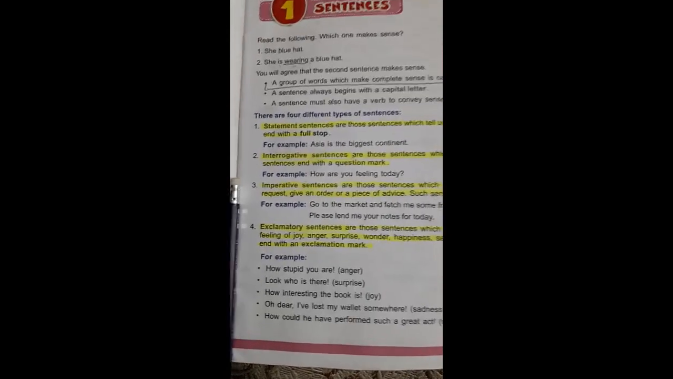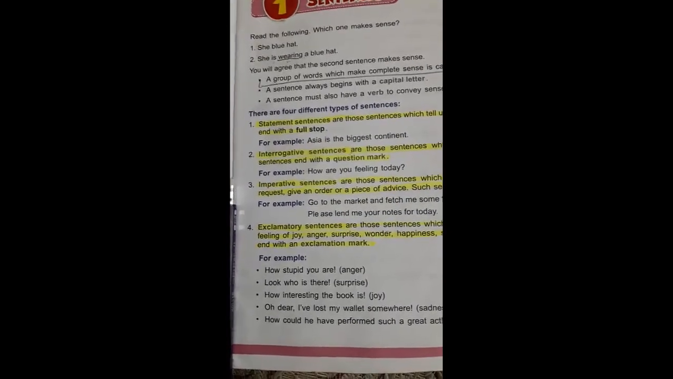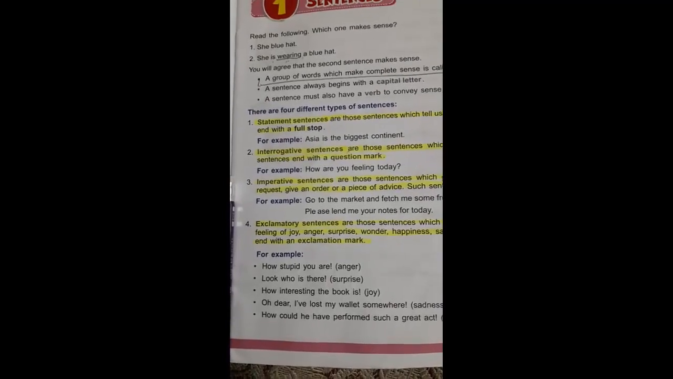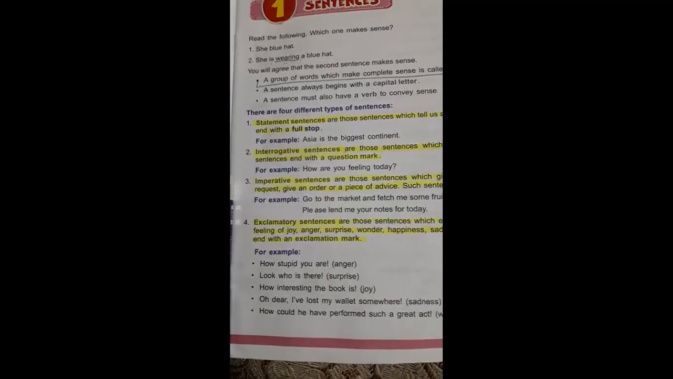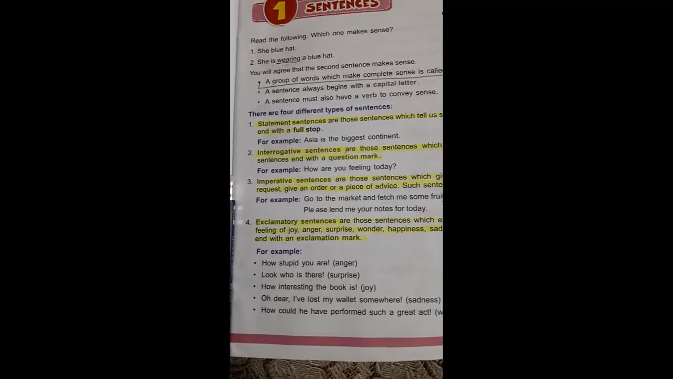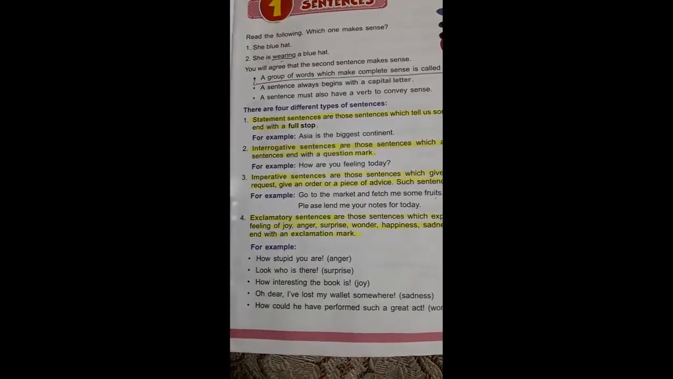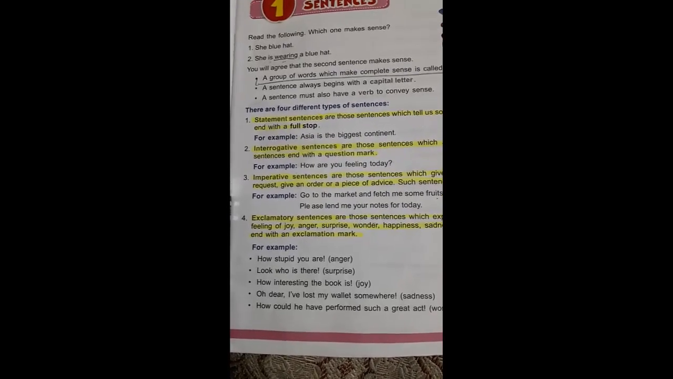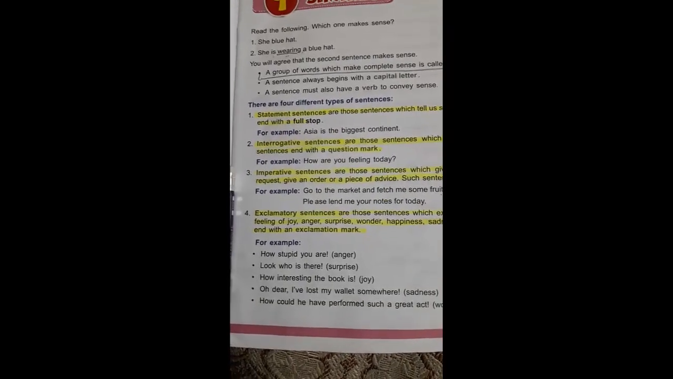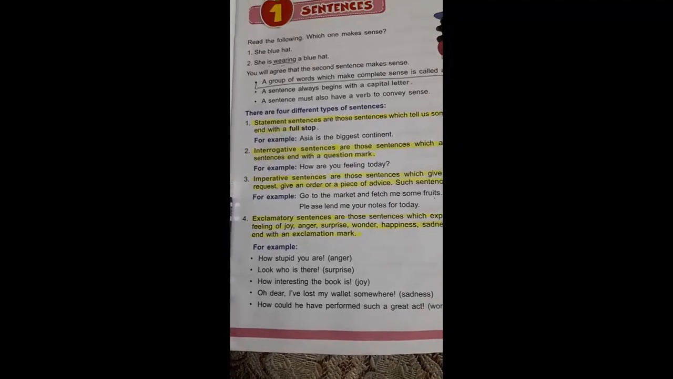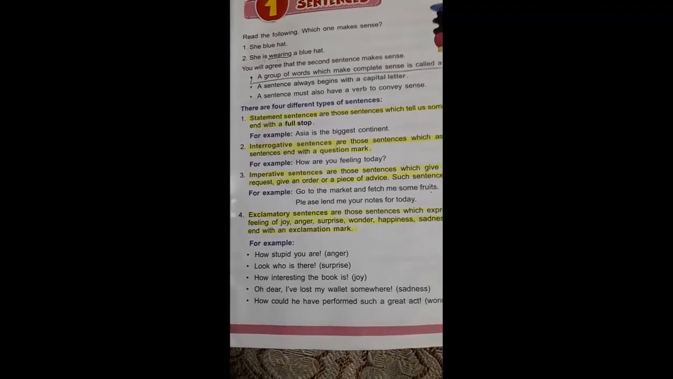Here in the book, if we read from the top, there are two statements. "She blue hat." "She is wearing a blue hat." While reading these statements, the first one, when we read it, doesn't convey full meaning. So it means it is not a sentence. And the second one, she is wearing a blue hat, does convey a full meaning.